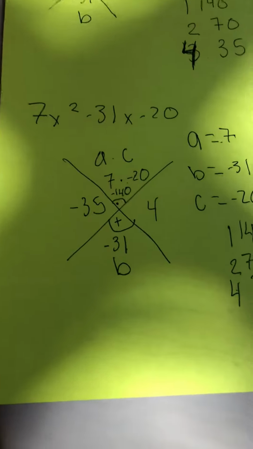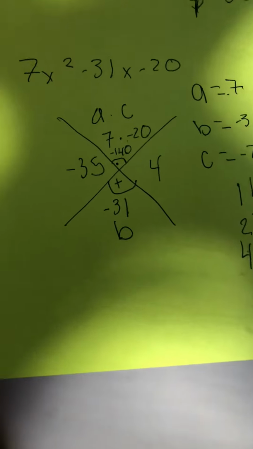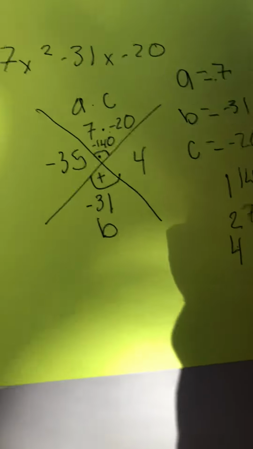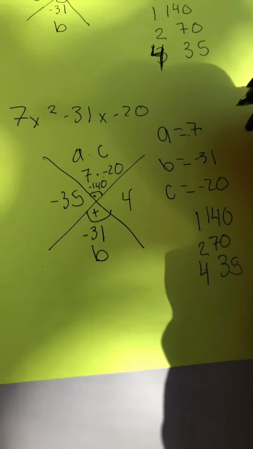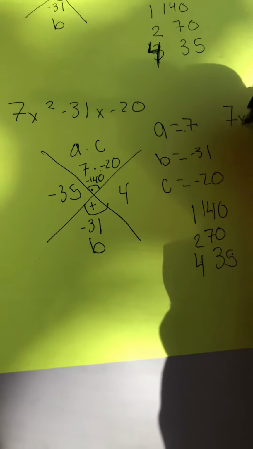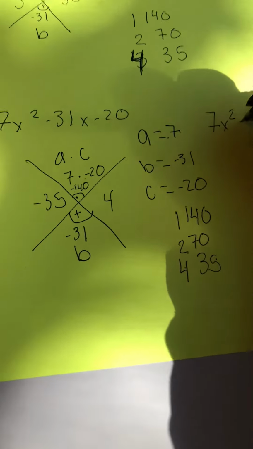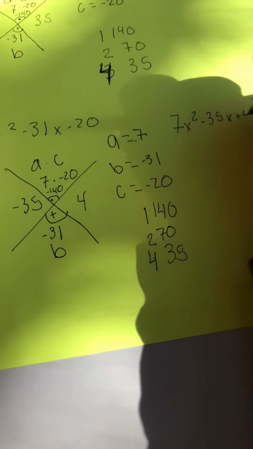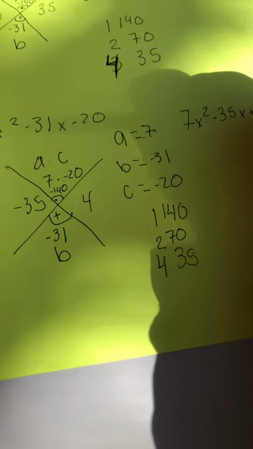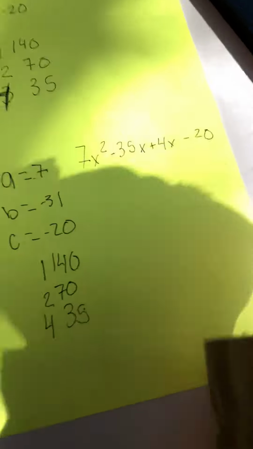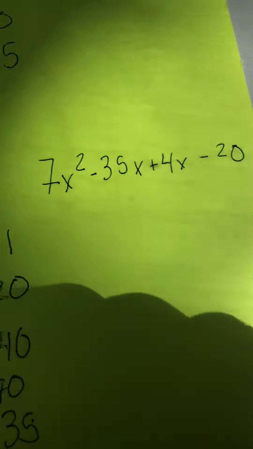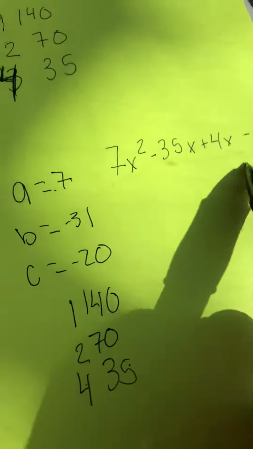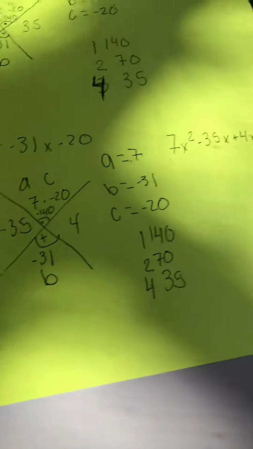Now, since the a value is greater than 1, that means I have to spread out my terms into 4 terms. 7x squared minus 35x plus 4x minus 20. I'll take a pause. Make sure you have this written down. Good. Now we're going to move on.